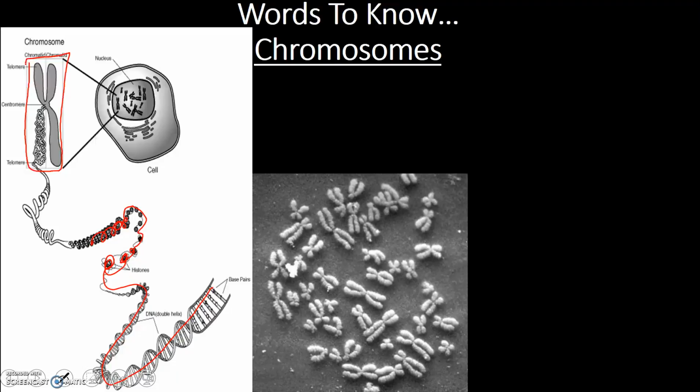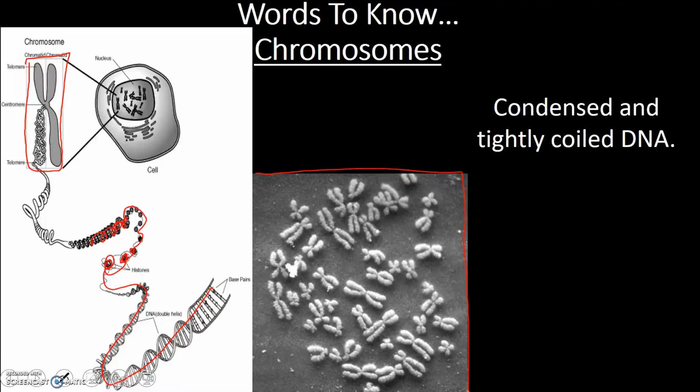This would be, I believe, using an electron microscope to view the chromosomes. And essentially all a chromosome is, is condensed and tightly coiled DNA. And in a little bit we're going to go over why the DNA has to be tightly coiled up and condensed for a specific purpose.